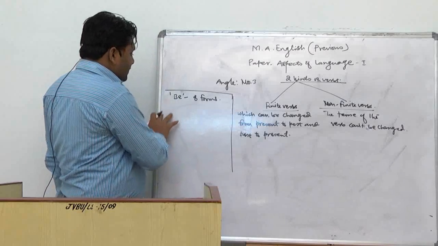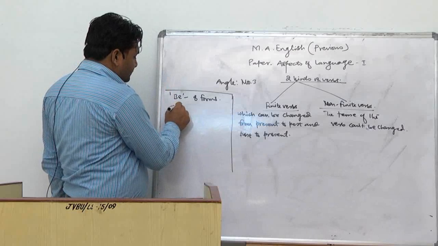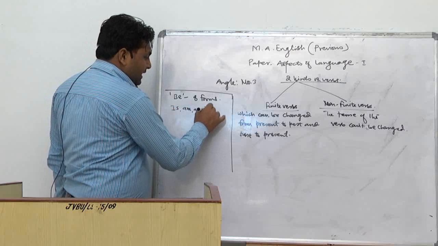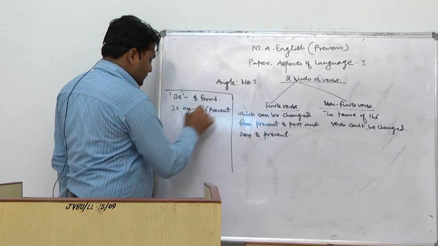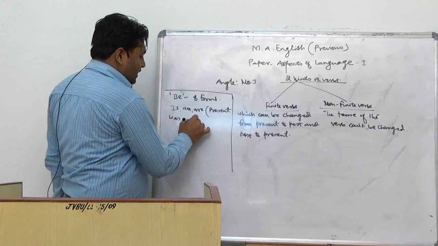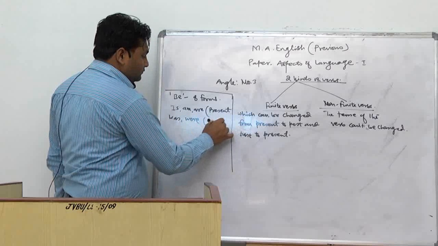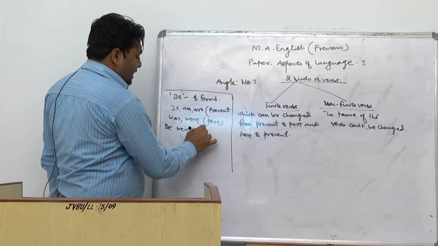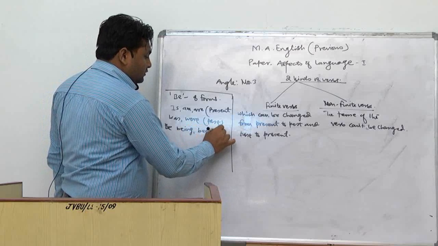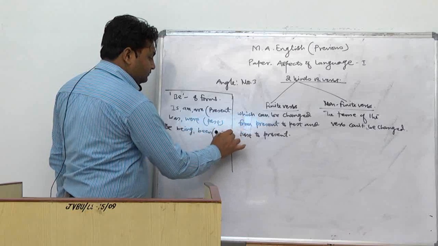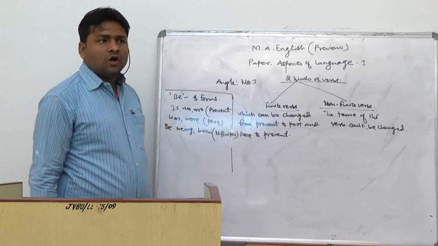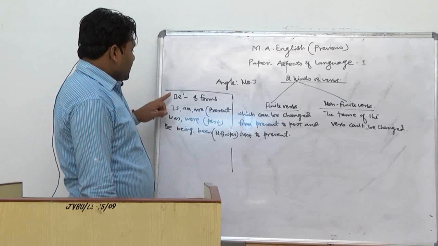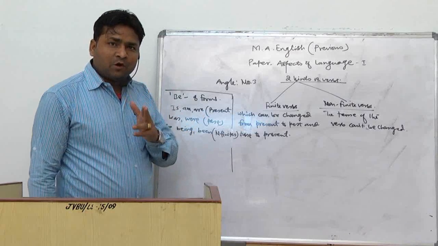Now let us see. It has got is, am, and are in present, was and were in past, be, being, and been. These are non-finite verbs. Now you will see that be has got 8 forms.